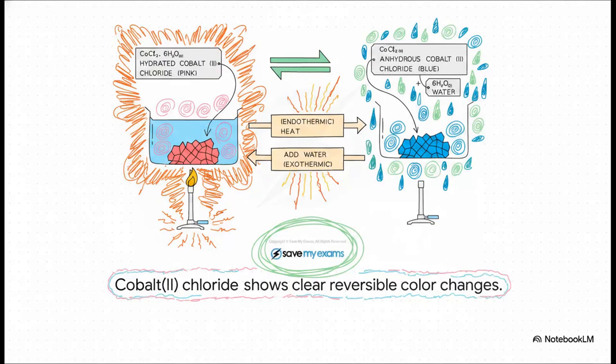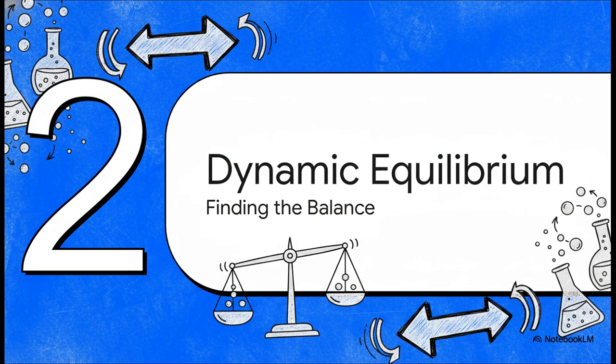A perfect real-world example of this is heating and hydrating cobalt(II) chloride. You start with these beautiful pink hydrated crystals. If you add heat, which is an endothermic process, you drive the forward reaction. That evaporates the water and leaves behind completely dry, or anhydrous, blue crystals. But here's the real magic. If you take away the heat and add just a few drops of water back to those blue crystals, it drives the backward reaction. They turn pink again, releasing the heat they absorbed earlier in a completely exothermic reaction. It's totally reversible.